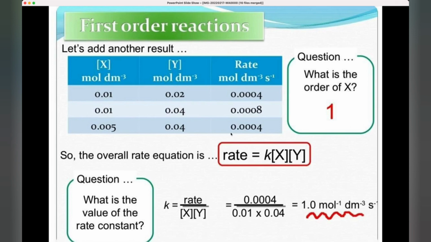So what is the rate in each case? See here, it is 0.0004 divided by x into y, 0.01 into 0.04. Okay, so y is double, so we are taking the concentration of y as 0.04. So you get it as 1 mole. Here this is the unit: mol^-1 dm^3 s^-1.